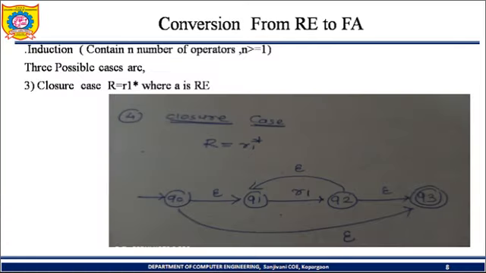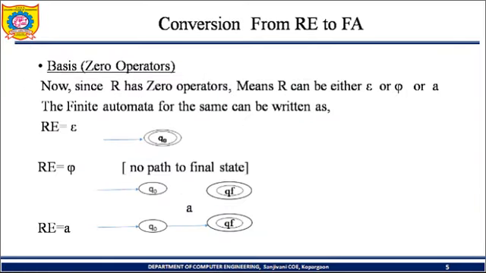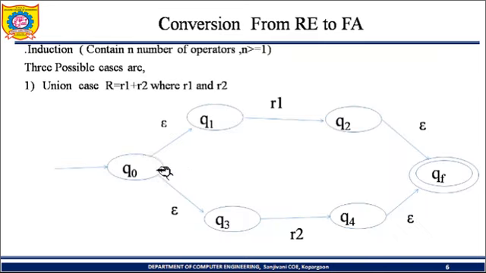So we have discussed up till now 2 rules. One is the zero operator rule or basis rule, which consists of RE is equal to epsilon, or RE is equal to phi, or RE is equal to A, and these are the equivalent automata. And the second rule is the induction rule, which consists of again 3 sub rules.